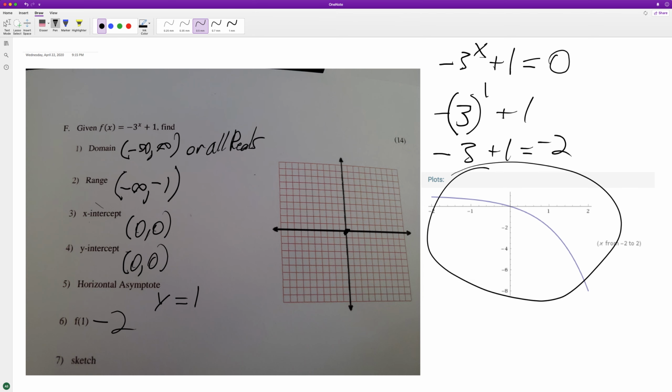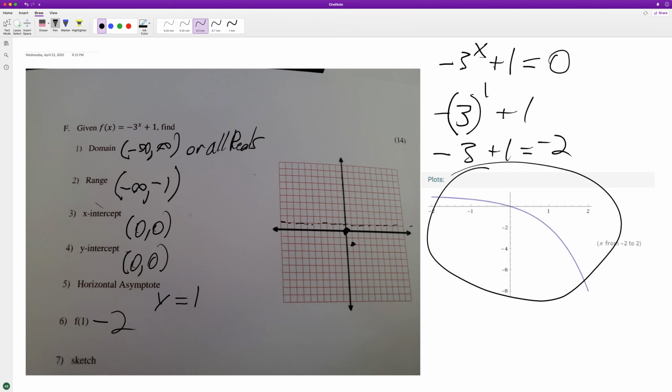And then the sketch, it's this right here. But if you're sketching on here, what I would do is put some points, like we found the x and y intercept. We know the horizontal asymptote, so y equals 1. And let's see here, we could pick something else, like what about 1? That would give us negative 3 plus 1, so that's negative 2.